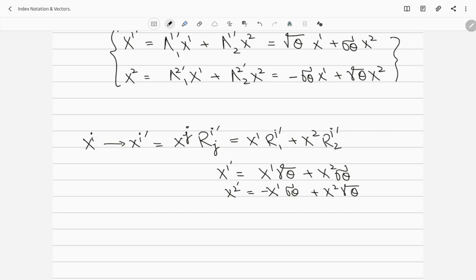Now you might be wondering, what the hell am I doing by writing this thing like this? Well, in matrices, the order mattered, but when using this index notation, we can definitely write this thing as this. So you don't think of this r_i'j as a matrix. You do not think of it like this.